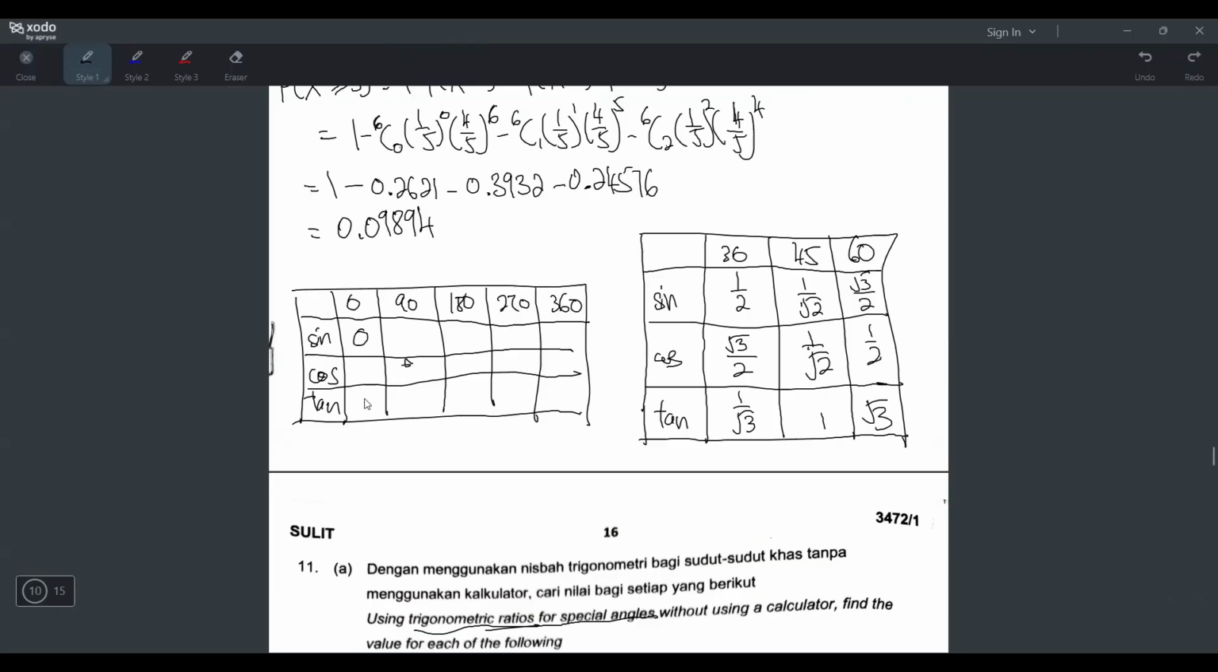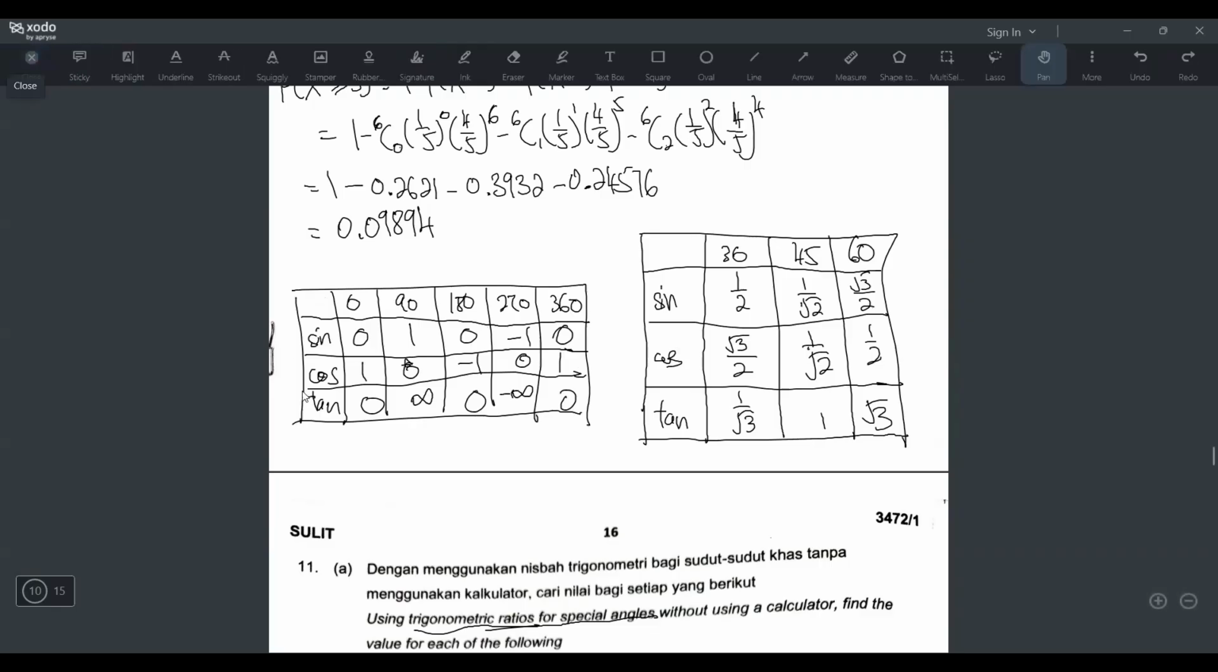So it's 0, 0, 0. This one is 0, 0, 0, 0, 0. And this one sine 90 is 1, this one -1. This one cos is 1, 1 here like this, and then the middle -1. This one is math error, so infinity. This one is negative infinity. So basically everything I write here, you need to have memorized. You need to have all of this in your head. If not, that means you are not ready for SPM.